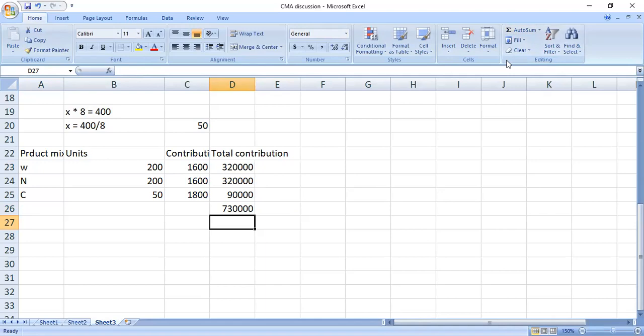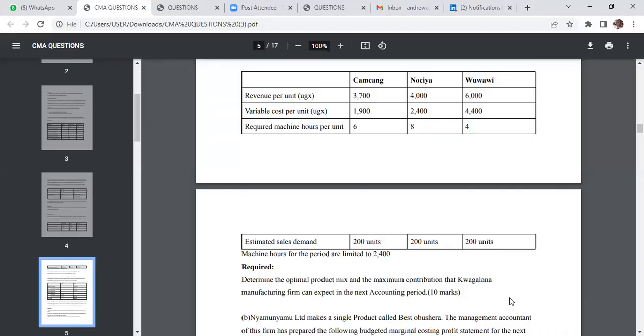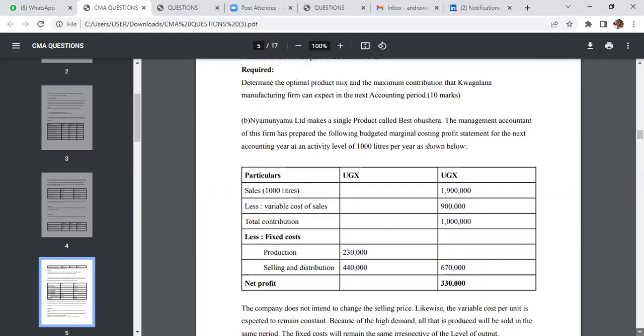So I'm going to the next requirement. The next requirement says that, I'm not asking for anything really. So we're done. Determine the optimal product mix, we have seen in terms of units, and the maximum contribution we have seen that this business can expect in the next accounting period. And you have your 10 marks. You can maybe look at part B also.